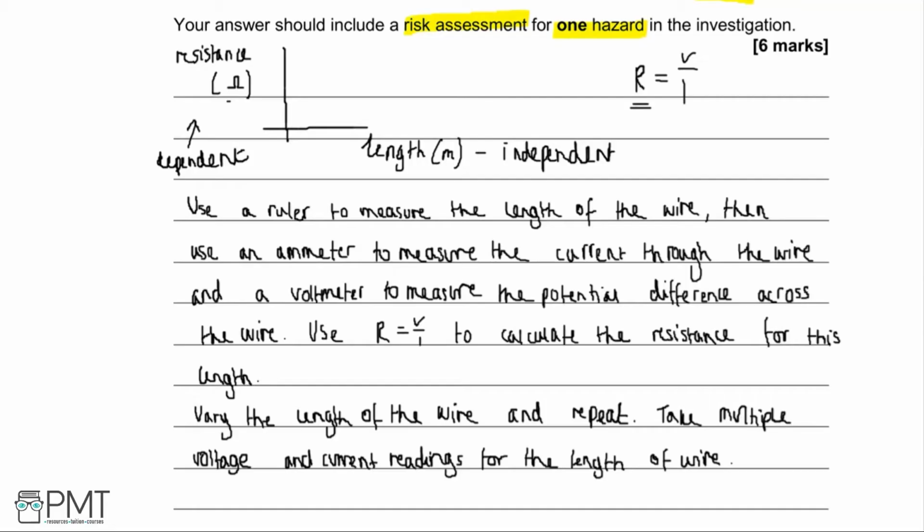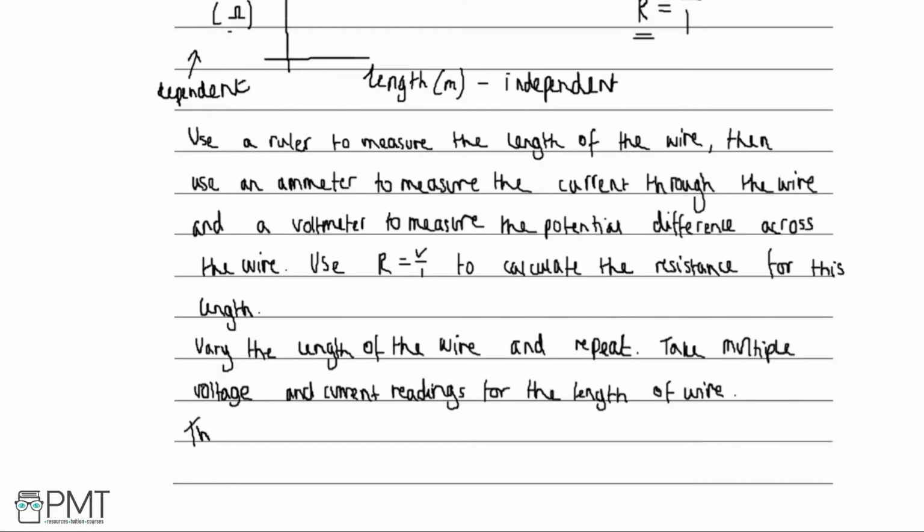Then we need to look at the part of the question where they ask us to include a risk assessment for one hazard. When they ask for a risk assessment, they want us to identify the hazard, identify the risks that this could cause, and then identify how we are going to avoid it. A risk in this experiment is that the wire could overheat, and this could happen if we use very large currents.